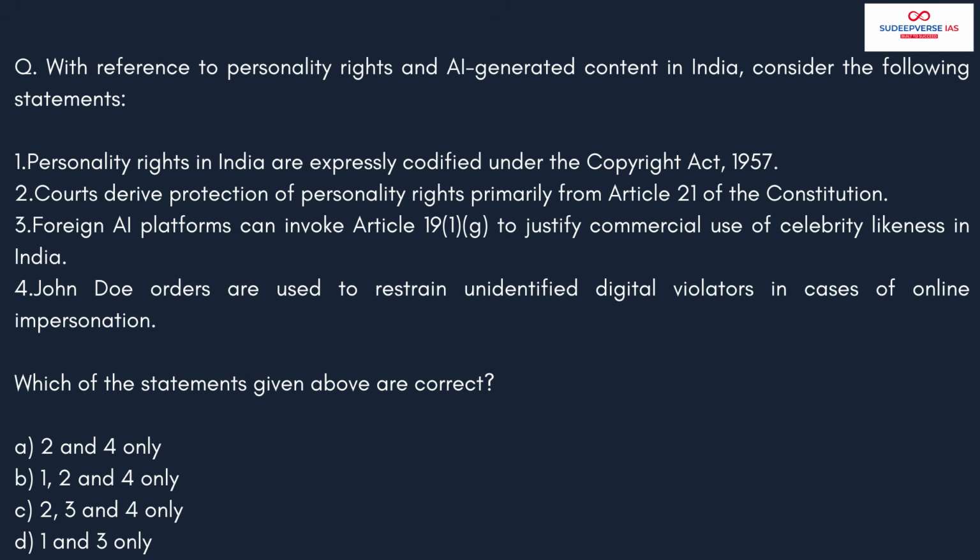John Doe orders are used to restrain unidentified digital violators in cases of online impersonation. Which of the statements given above are correct? A, 2 and 4 only, B, 1, 2 and 4 only, C, 2, 3 and 4 only, D, 1 and 3 only.